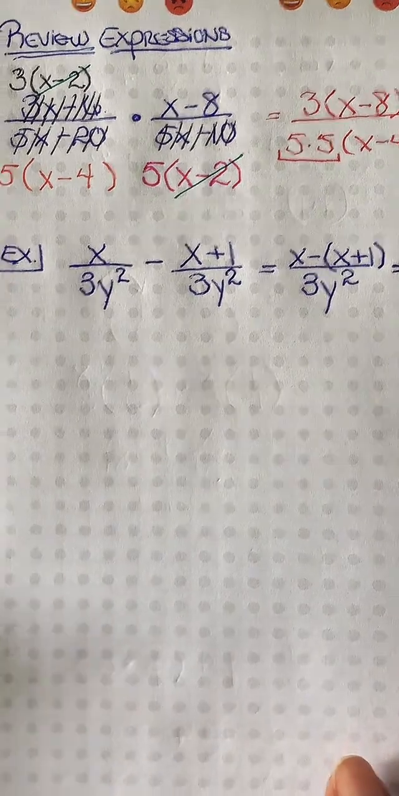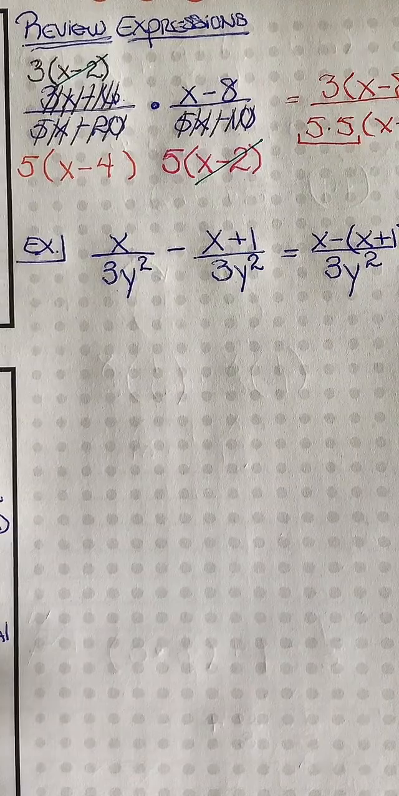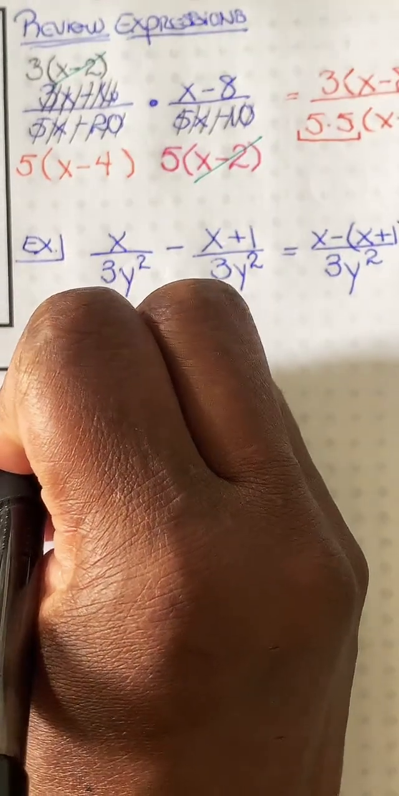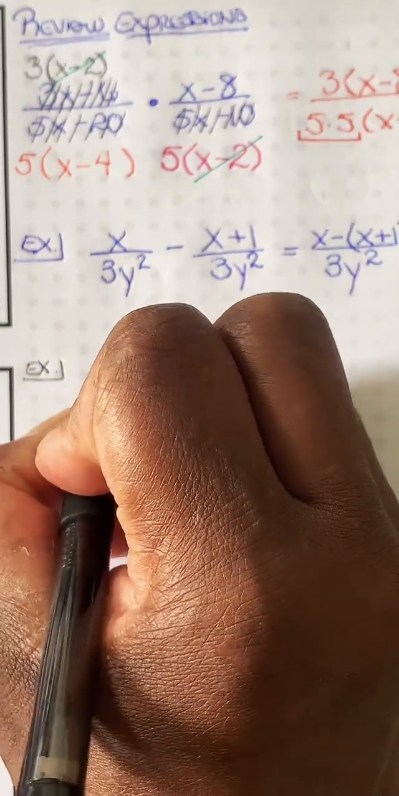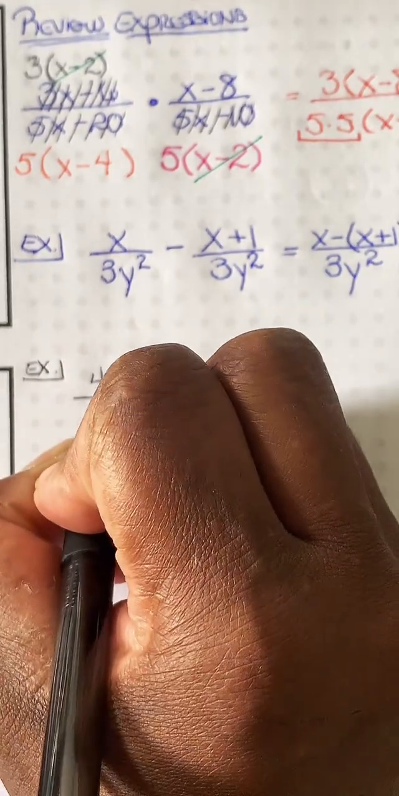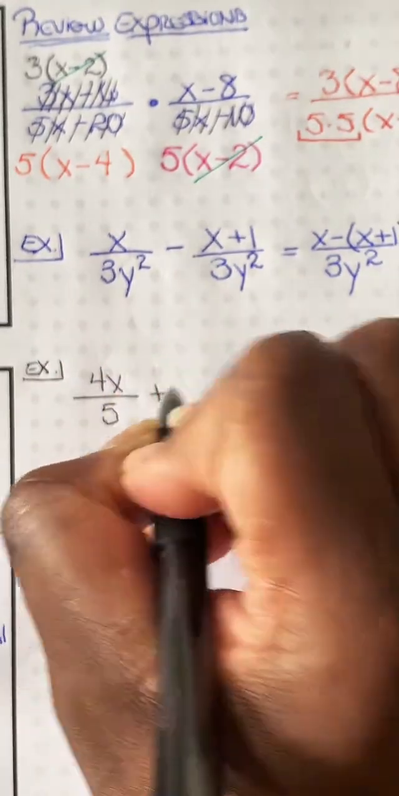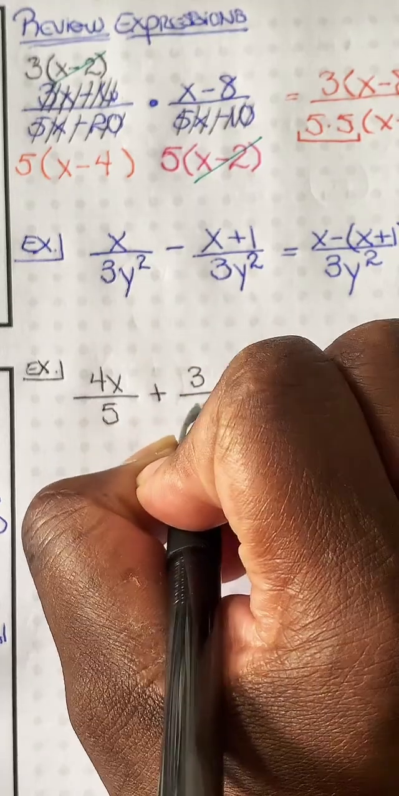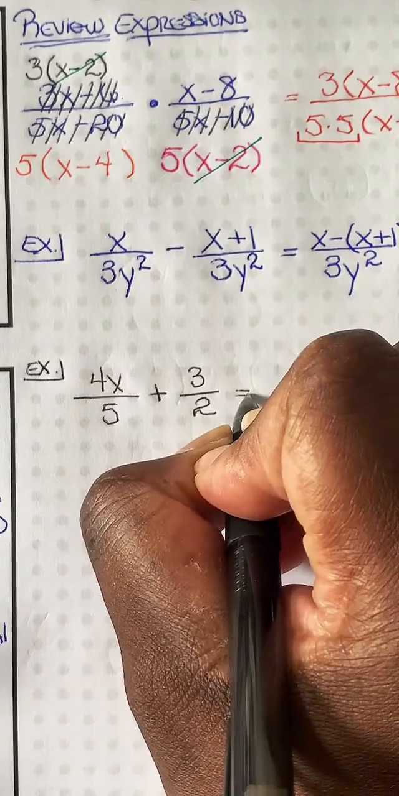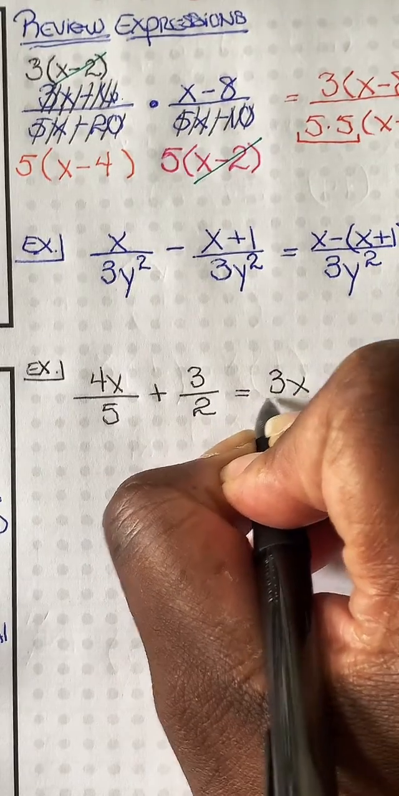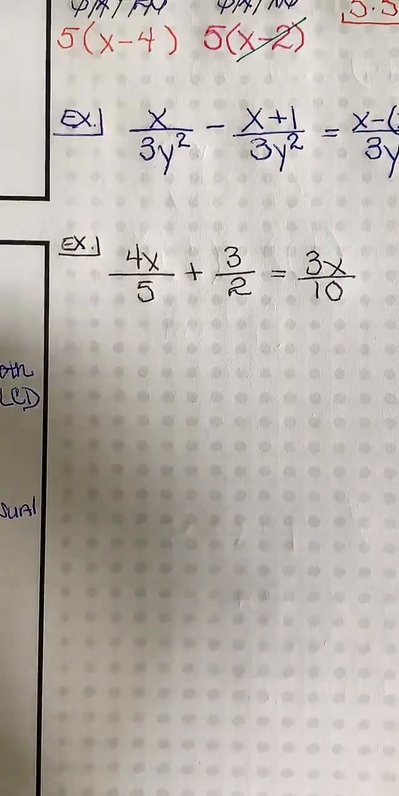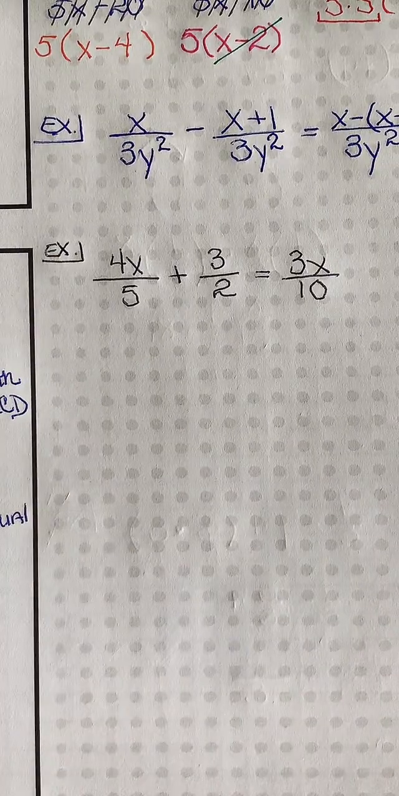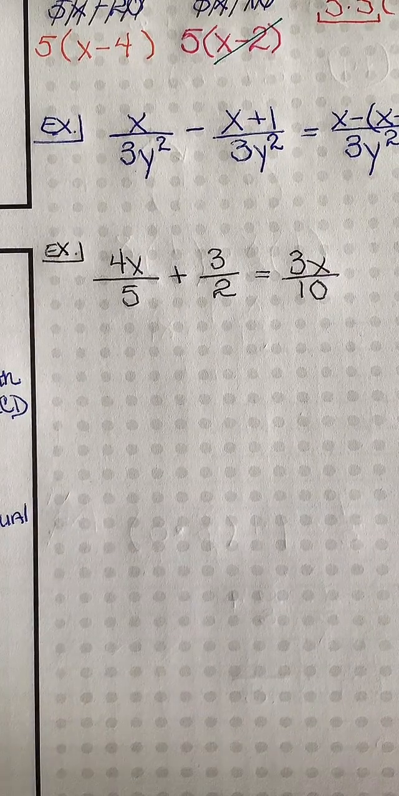Okay, so we're going to take it a little step at a time. This time we have 4x over 5 plus 3 over 2 equals 3x over 10. Now, I know right away you're looking at it and you're like, nope, I don't know how to do this. I'm too dumb. I'm not going to do this. Stop. All right? We're going to take this step by step.